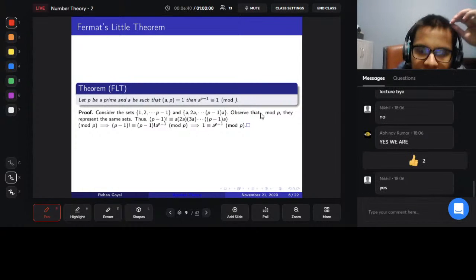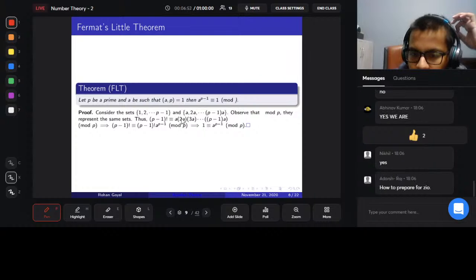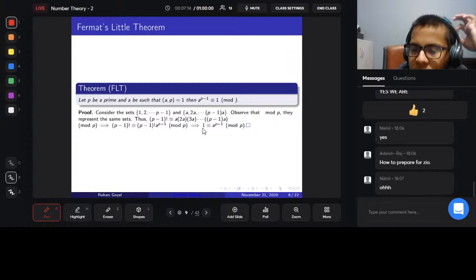Yes, okay. So if they're same, you remember that we can multiply the elements. So we can get that p minus 1 factorial, which is 1 into 2 into 3 into till p minus 1, is congruent to a into 2a till p minus 1a mod p. You can take out the a's from each element, and you get that p minus 1 factorial is congruent to a to the p minus 1 into p minus 1 factorial mod p. So you get that a to the p minus 1 is congruent to 1 mod p. Do you understand?